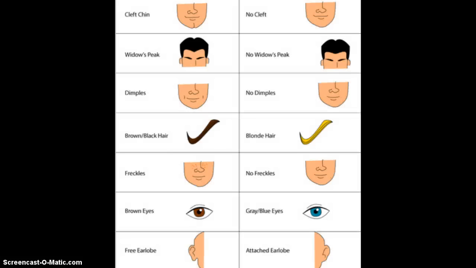All right, boys and girls, it's time to finish up our video today on inherited versus learned traits. A trait is a characteristic that you have, and what you're looking at is just a few examples of some inherited possible traits. So your skin color, or how tall you are, or if you have freckles or not, or the shape of your face, those are all inherited traits. And learned traits are things that you can learn from your environment.